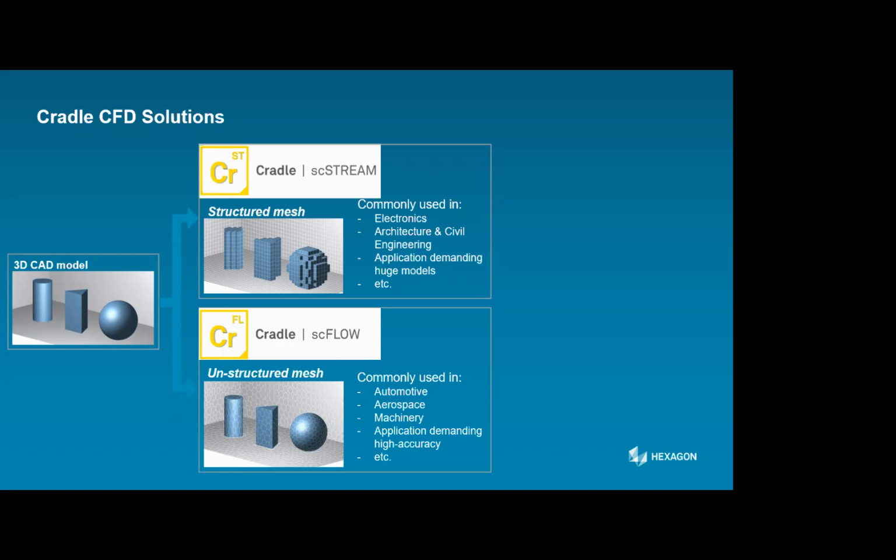So every time you have a geometry of any kind, you can simulate it with SCFlow without any kind of problem. You will be sure that the polyhedral mesh will replicate the geometry very strictly, and you will have, as a result, a very realistic simulation.